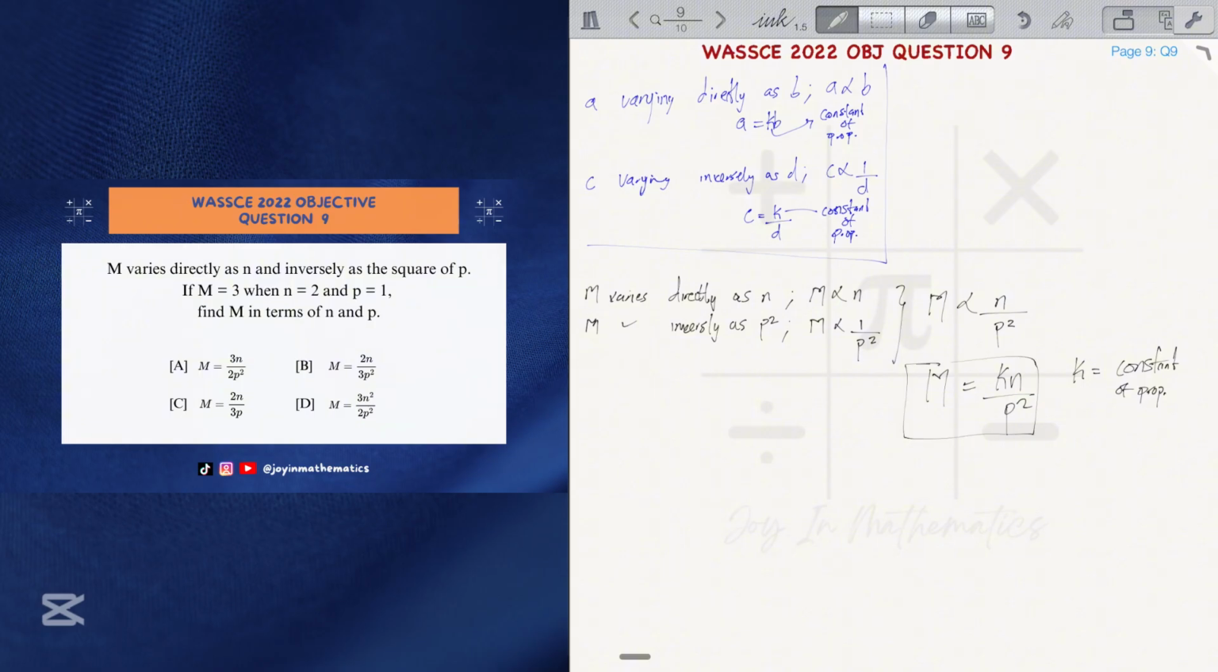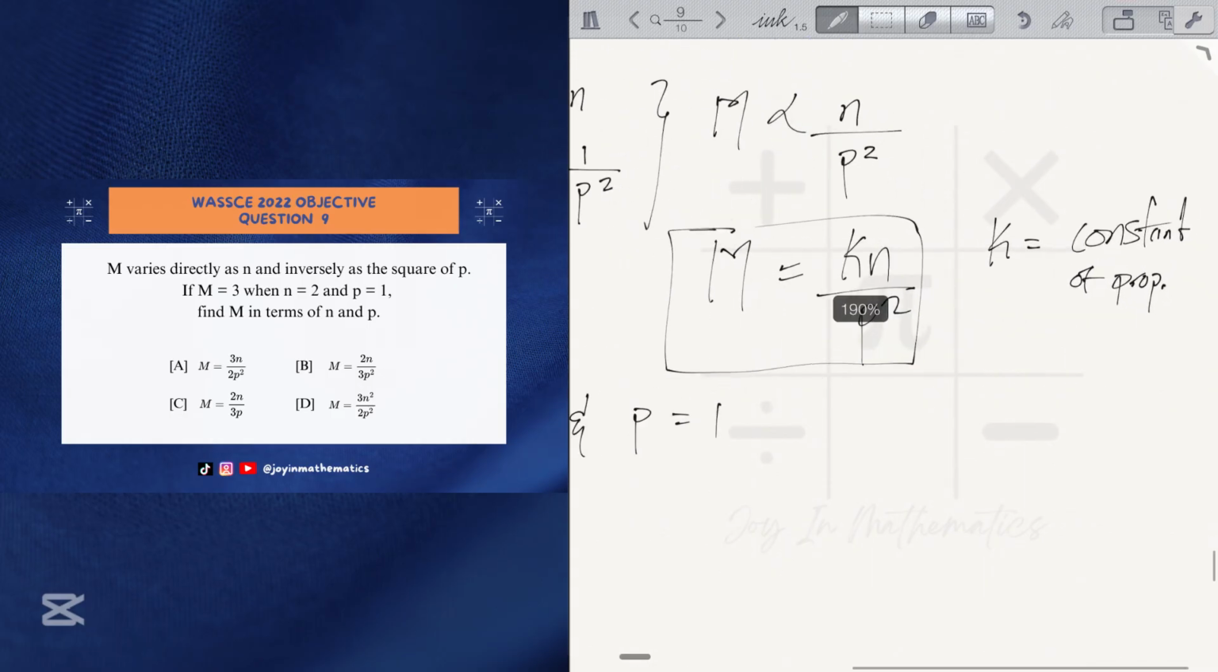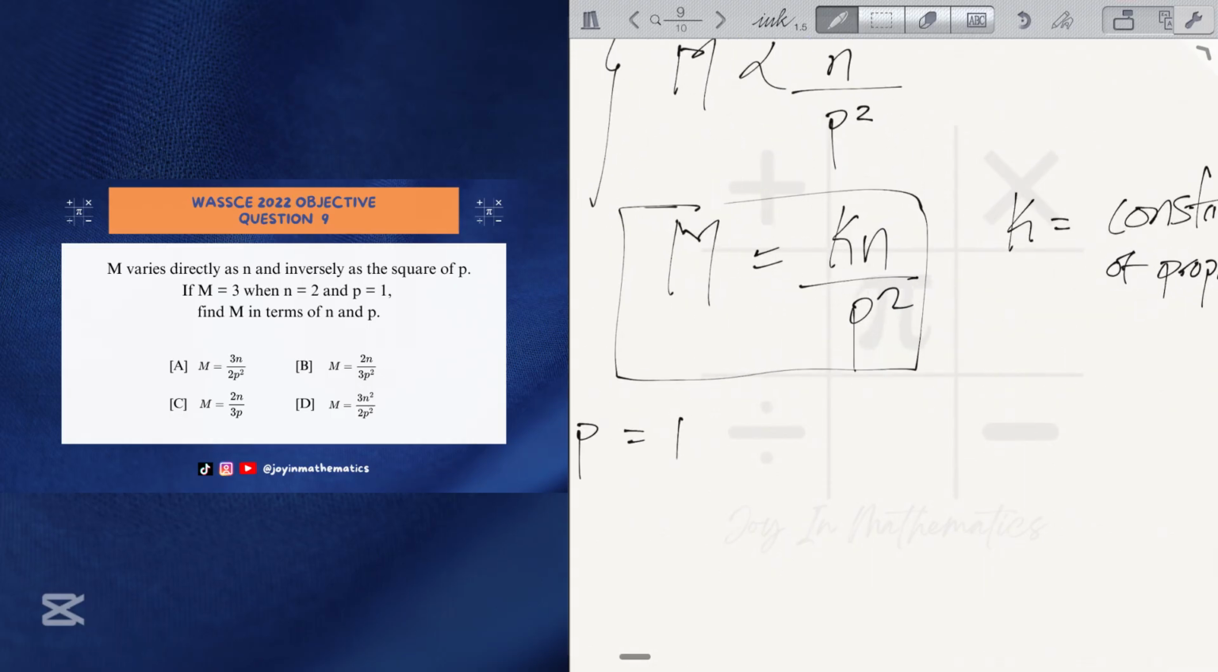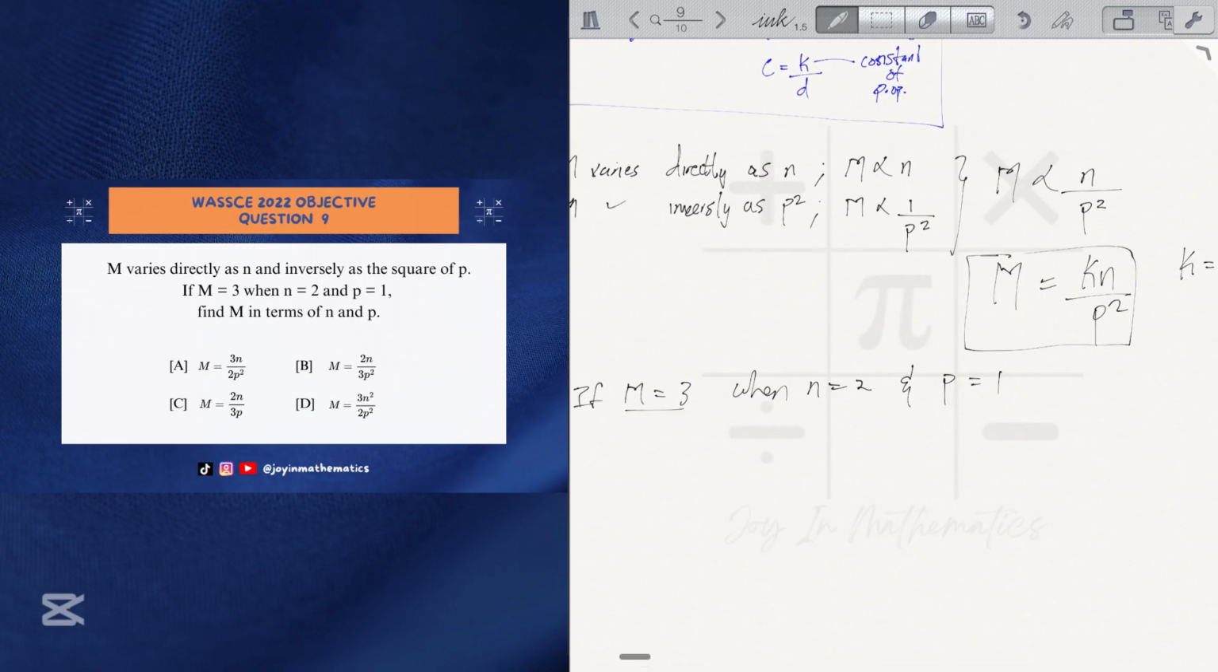The second line of the question says if m is equals to 3 when n is equals to 2 and p is equals to 1, we should find m in terms of n and p. Now we are looking for m in terms of n and p. The question did not say we should look for m in terms of k, so we have to find the value of k, and they have given us the parameters to find k. m is equals to 3, n is equals to 2, p is equals to 1.